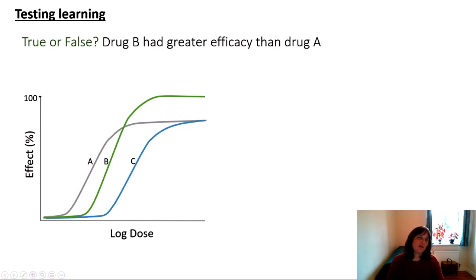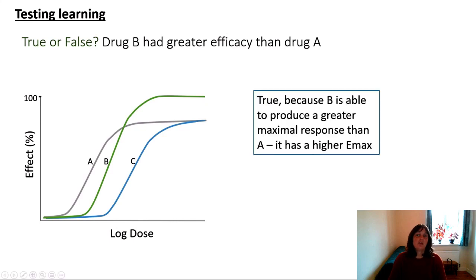So true or false, drug B has greater efficacy than drug A. Does drug B have greater efficacy than drug A? So this one is true because B is able to produce a greater maximal response than A. B has a higher Emax than A, so it has a higher efficacy. Remember, efficacy relates to Emax, the maximal response that a drug can produce.